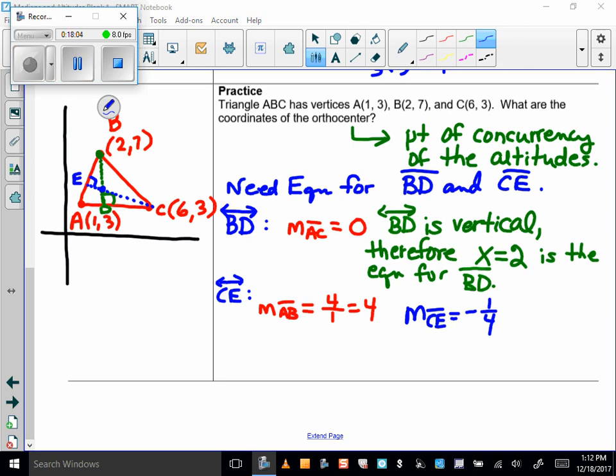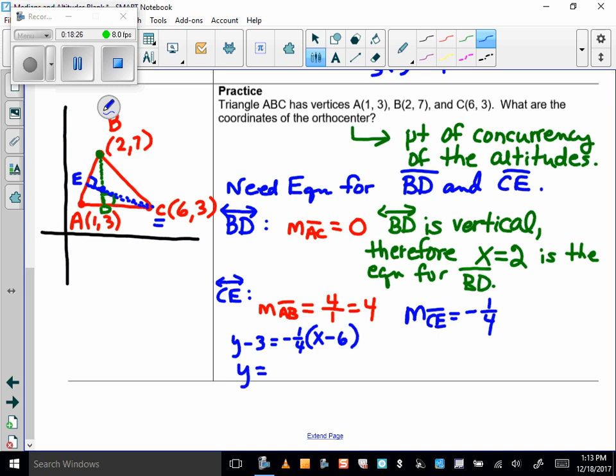Okay, so there we go. We got the slope of CE. Here's CE. Just dotted it again. And now I need the equation. Okay, well the point that is on CE is this point C here. So I'm going to plug that into my point slope equation. y minus 3 equals the slope, negative 1/4, times x minus 6.